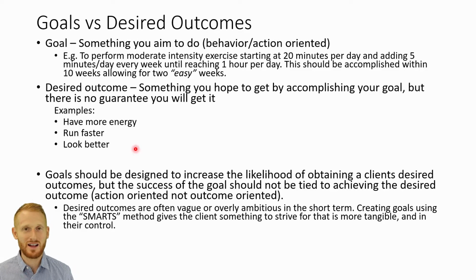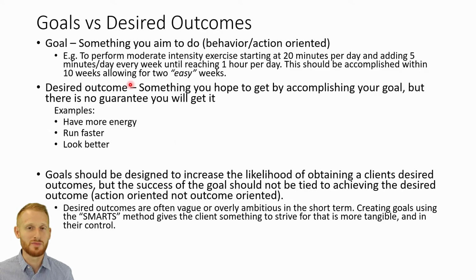Again, a desired outcome is something you hope to happen, but not something you can guarantee, whereas a goal is something that you need to do in order to get yourself towards your desired outcomes. So for instance, if somebody wants to have more energy, exercise is really good for increasing energy levels long term. In other words, if you exercise for a period of time, you'll eventually feel that you have more energy. But again, you can't really define what it means to have more energy because it's something that is perceived by the person. It's not something that's measurable.